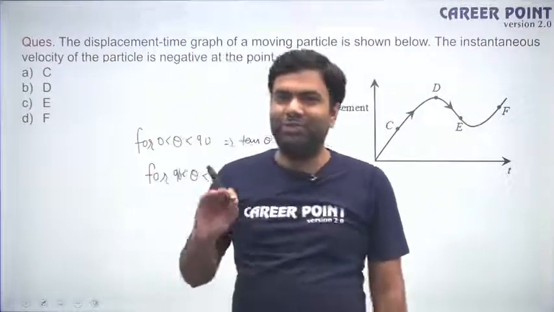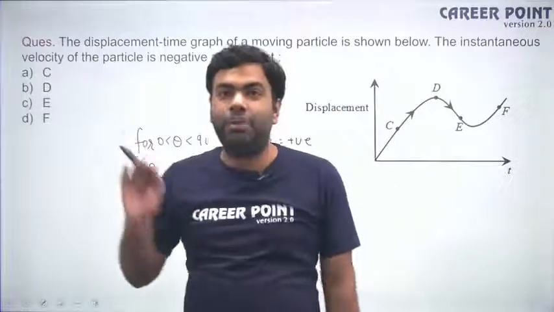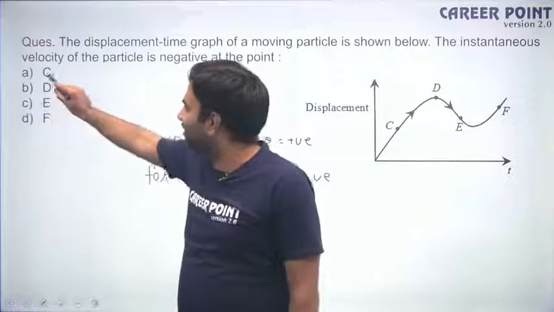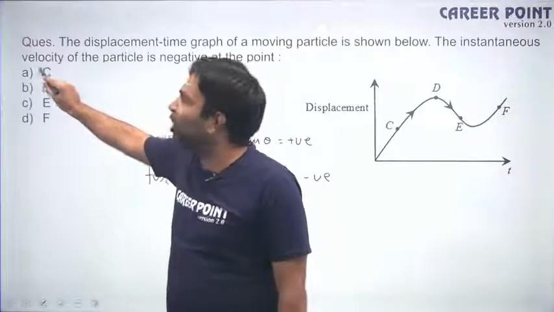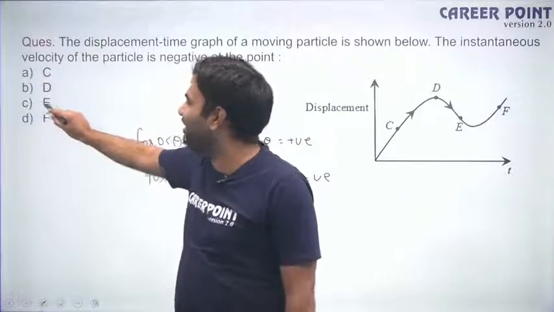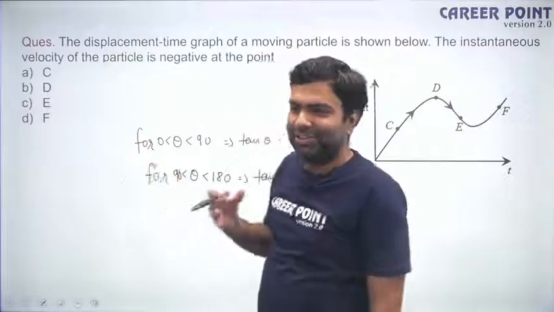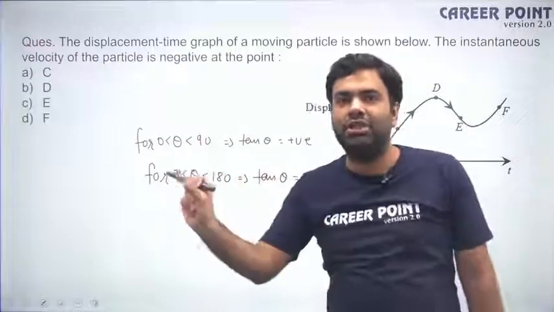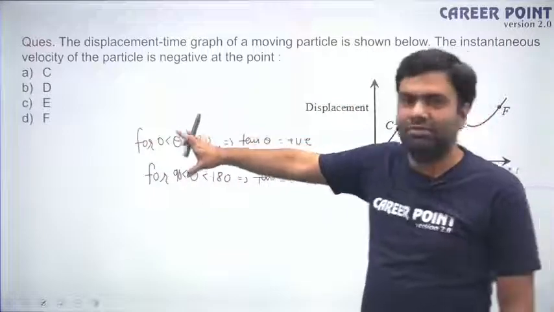See, if you want to give the answer, write option A, option B, option C, or option D. Because there is a point C, and there is also option C which says E is correct. So write your answer like option A, option B, option C, or option D in this particular question.